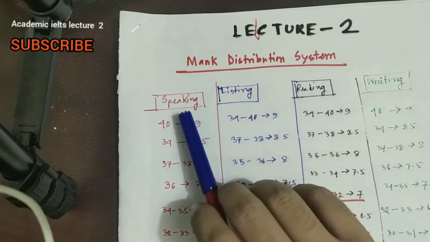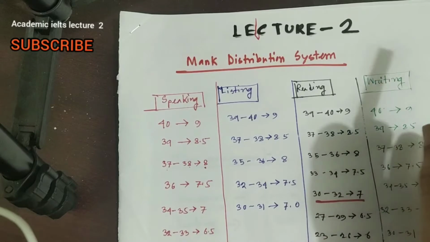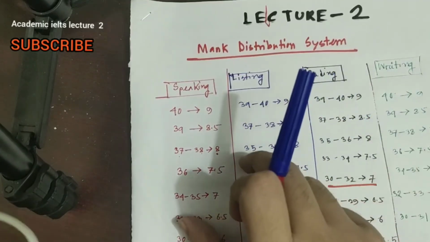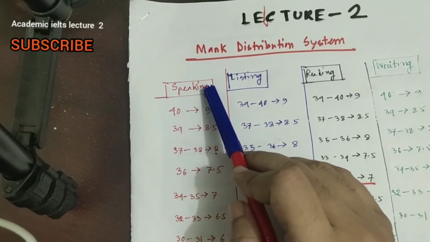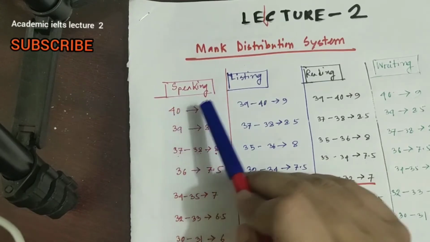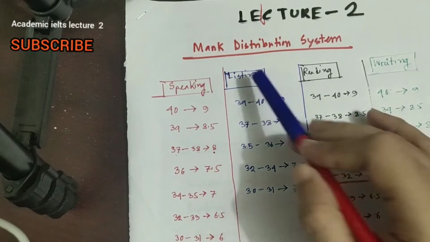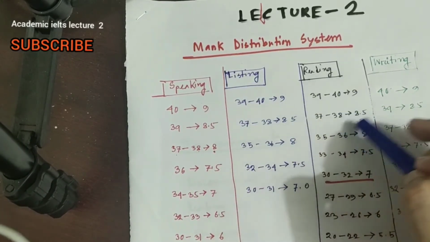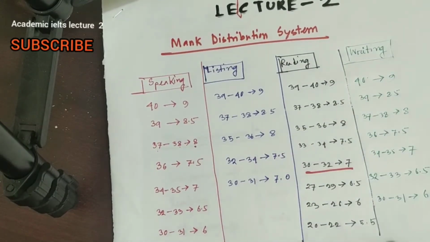You know that there are 4 parts in IELTS: speaking, listening, reading and writing, and every part has different marking criteria and different types of scale. If you want to get 8.5 in the listening section, you have to correctly answer 37 to 38 questions. In reading as well, there are different types of mark distribution scale. You have to check this before your exam, and it will help you to upgrade yourselves.